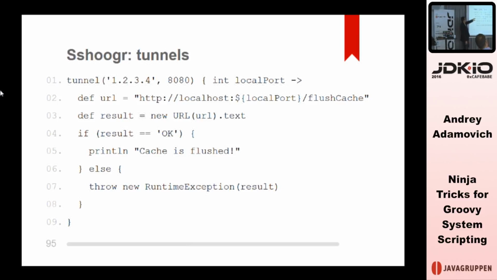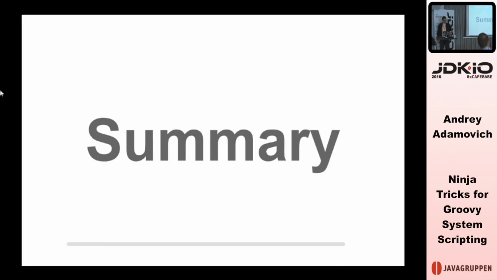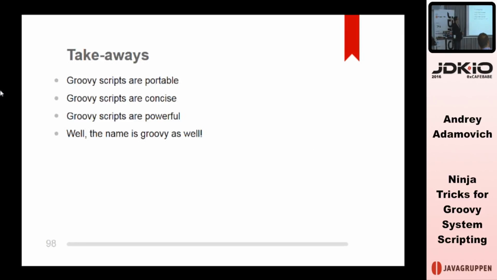And of course, you can use all the libraries and all the classes that are available in Groovy to help you out with that. So we can open different interfaces in this way. Also, Sshoogr provides prefix and suffix commands, which allow you to basically add sudo, for example, to all the commands that are executed inside the block, and the same with the suffix. Quite obvious.